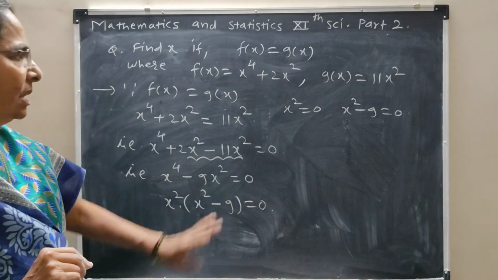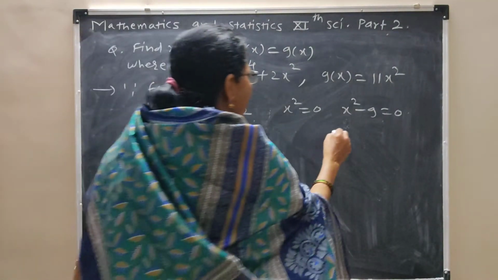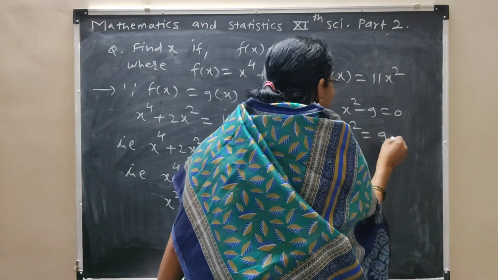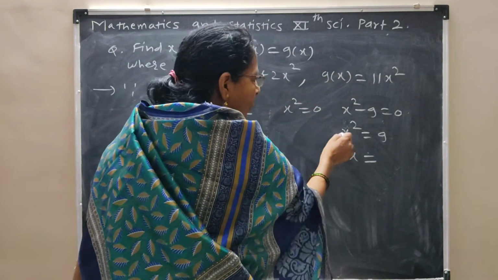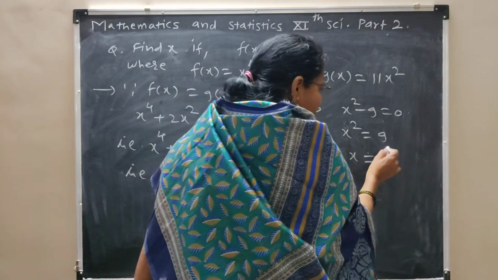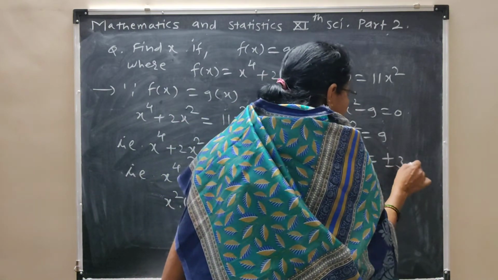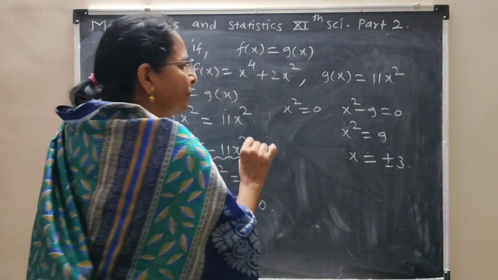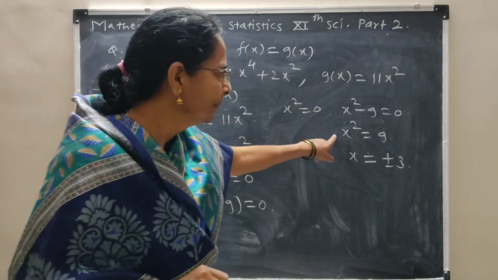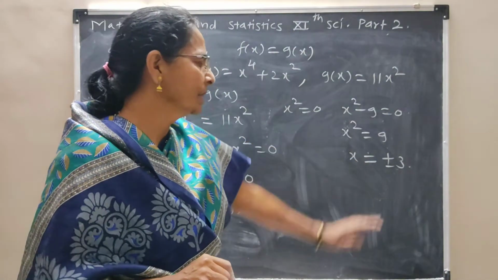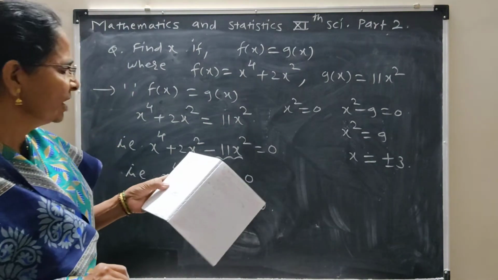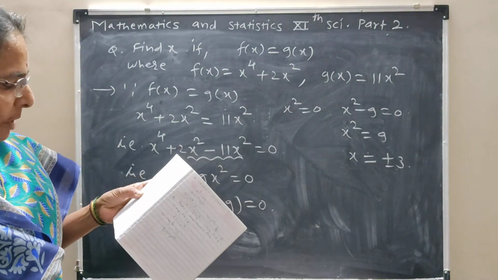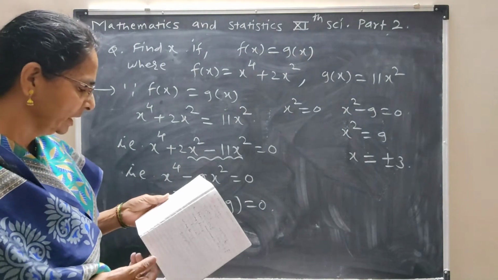X square minus 9 is equal to 0. X square is equal to 9. Take root of both sides. X is equal to root of this term, plus or minus 3. Root of this side x, root of that side plus or minus 3. X is equal to plus or minus 3. This is the answer.